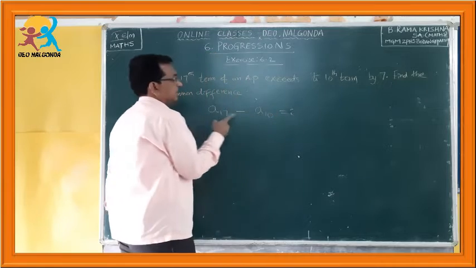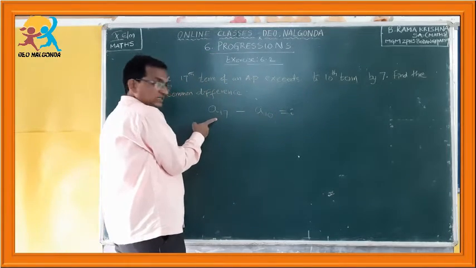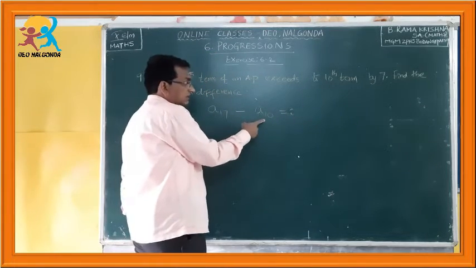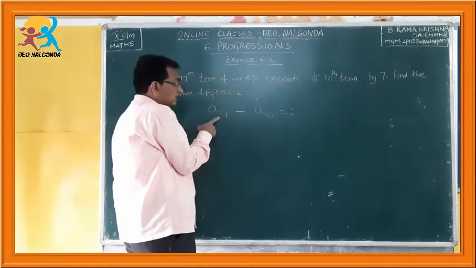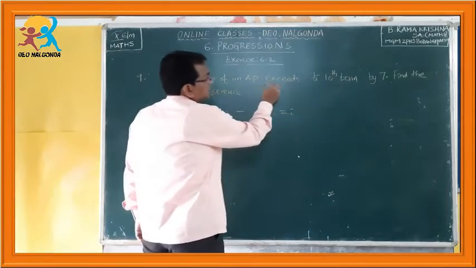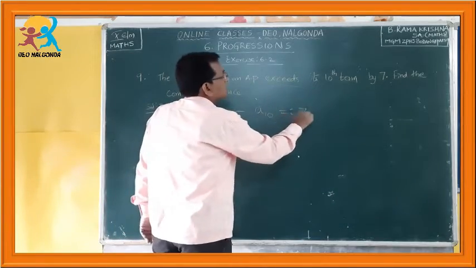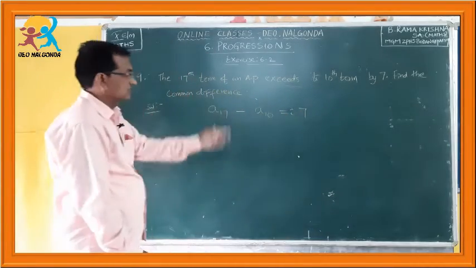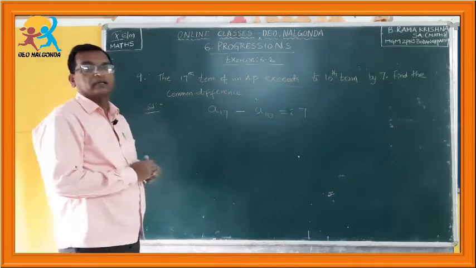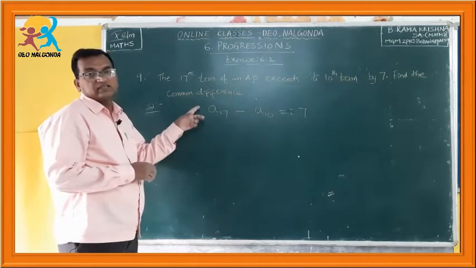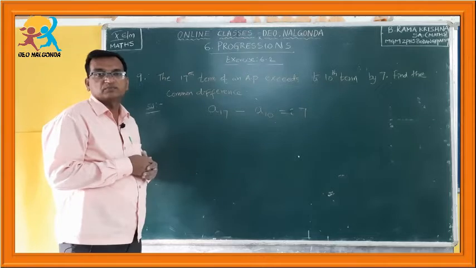If you subtract these two, it means the 17th term is more than the 10th term. This is more. That's why he is using the word "exceeds." How much more? 7 more. So that is the equation you have to write down. If you understand this, it is very simple.